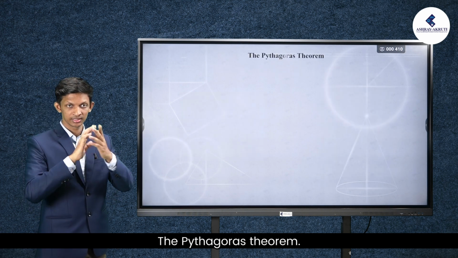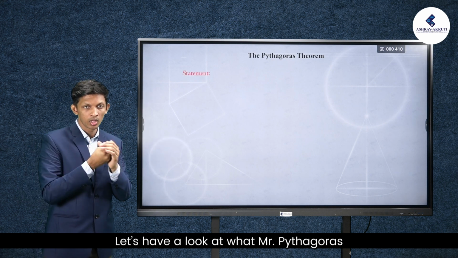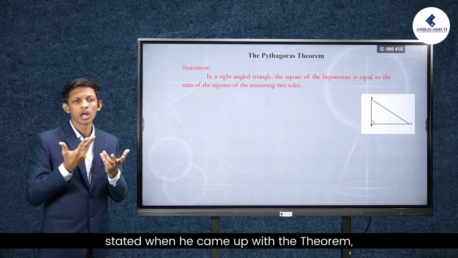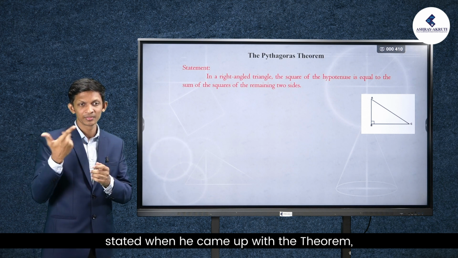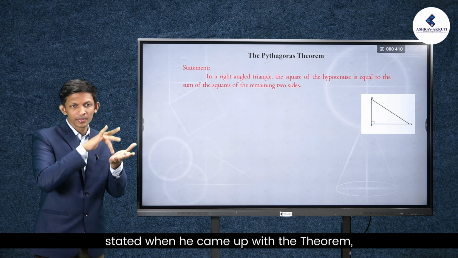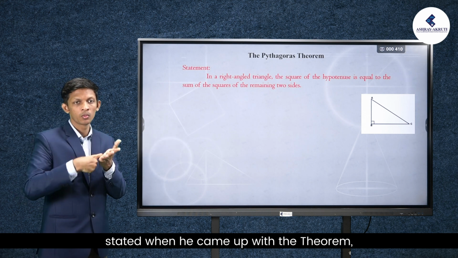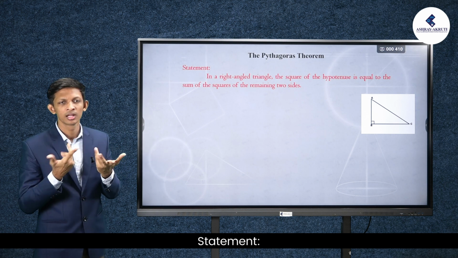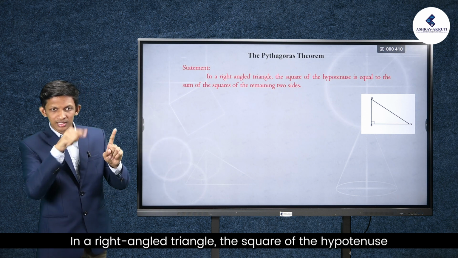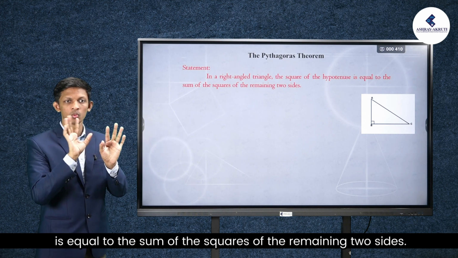The Pythagoras theorem. Let's have a look at what Mr. Pythagoras stated when he came up with the theorem. Statement: in a right angle triangle, the square of the hypotenuse is equal to the sum of the squares of the remaining two sides.